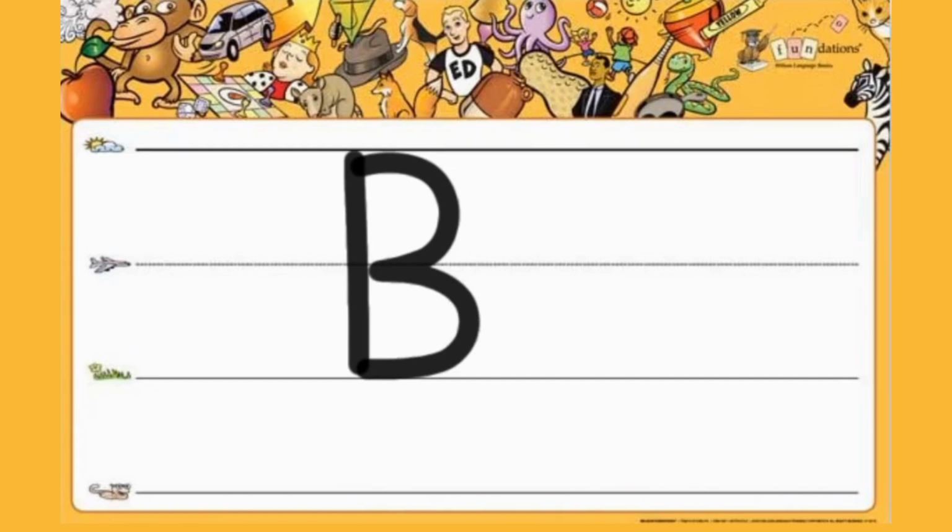For lowercase b, b is a skyline letter. It starts on the skyline. Point to the skyline, go down to the grass line, trace up to the plane line and around to the grass line.